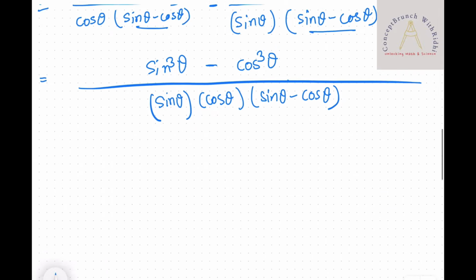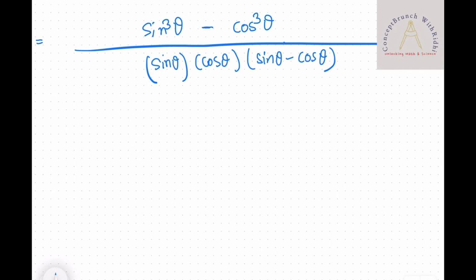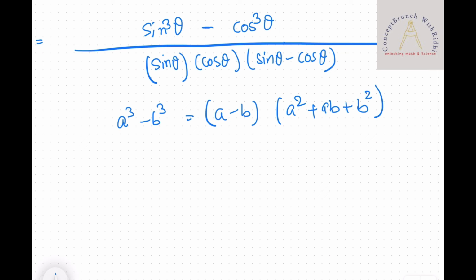Now we can see here a cube minus b cube. We can apply this formula here. Okay, so what is going to be the formula for a cube minus b cube? It's going to be (a minus b) times (a square plus ab plus b square). Okay, so let's apply it here.